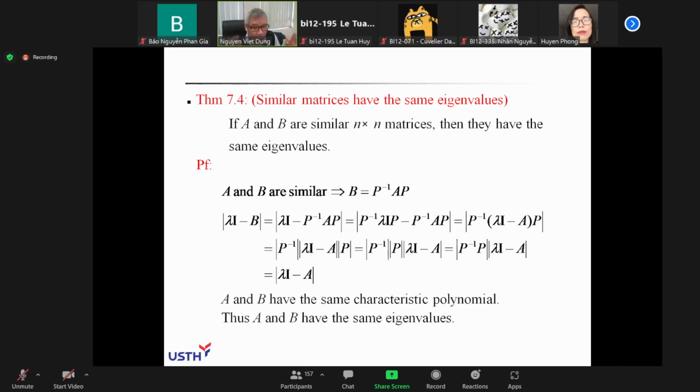It means that they have the same characteristic equation. Then they have the same eigenvalues. So that is the reason why, when A and B are similar, they will have the same eigenvalues. For the calculation here, you can read and verify in the slide I put on the bottom.